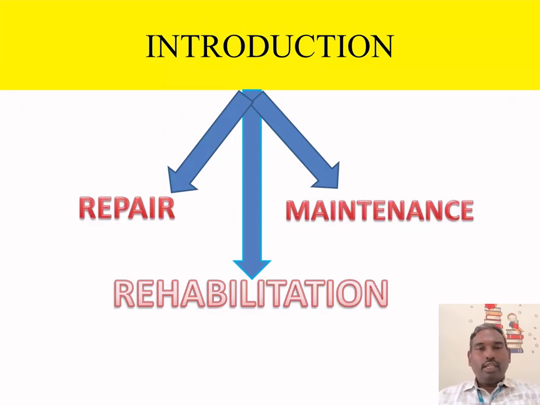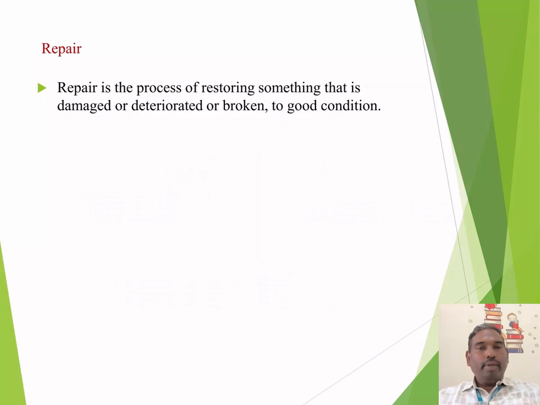Some introductions about repair, maintenance, and rehabilitation. One by one, we discuss them. Repair is a process of restoring something that is damaged, distorted or broken to get it to a new condition. Some existing buildings are not livable, so renovation or repair work is carried out on the existing building to get it into good condition. This is repair.